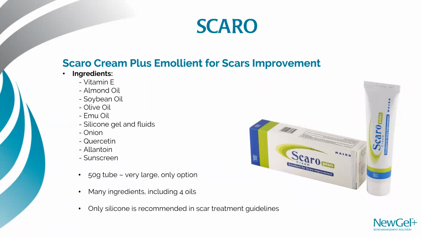So Scaro Cream Plus apparently is a newer one, and it adds even more oils into it. Now you have almond oil, soybean oil, olive oil, emu oil. It also continues to have the onion extract in it, but they have quercetin and allantoin, which is like a soothing agent, and it says that it has sunscreen in it as well. Again, no SPF number on the packaging.